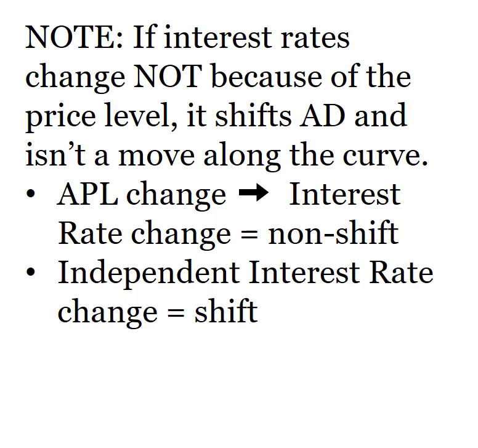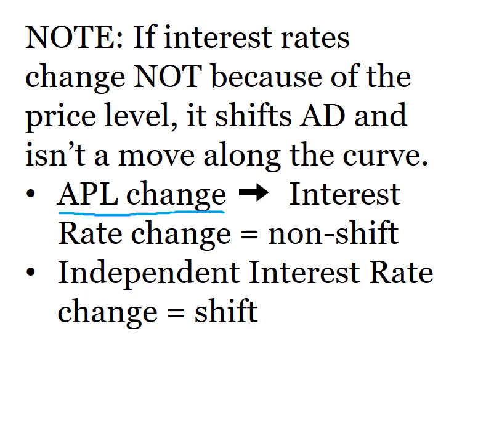One thing I wanted to point out here is that interest rates can be tricky, not just in understanding how they work, but in realizing that interest rates may be a shifter or they might not be. So it depends what started everything. If interest rates change because prices changed, so if APL came first and APL led to a change in interest rates, then that's a non-shifter. That's a move along the curve.